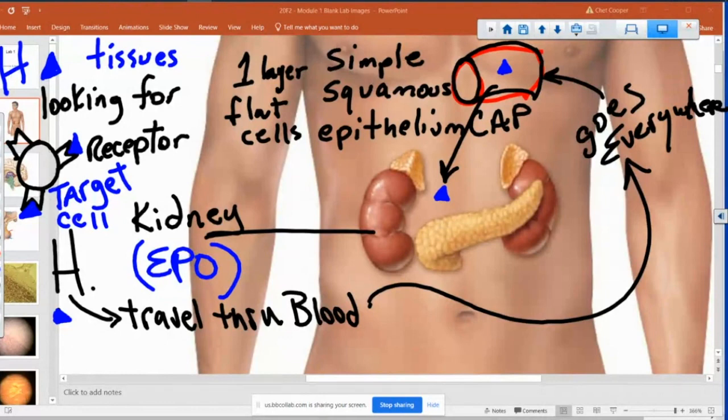What if there's no receptor there? Then nothing happens. The hormone eventually finds its way back to the blood. No big deal. It's really cool like that. Okay?